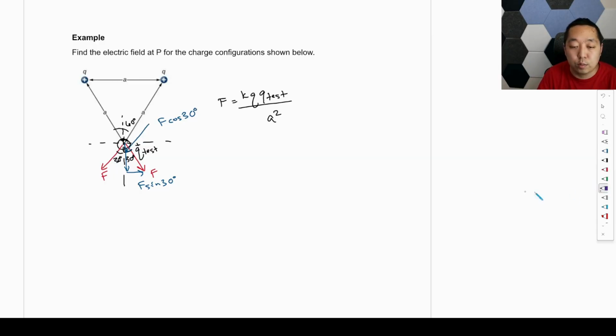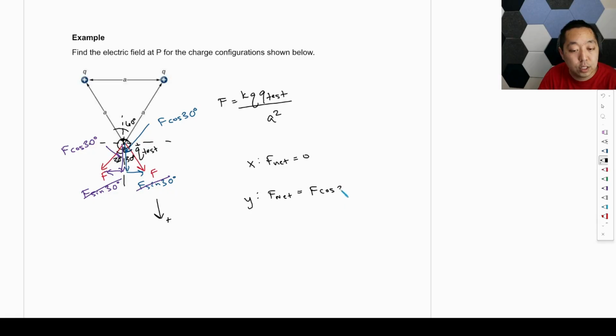And let's decompose the other force on the left here. It's kind of down and to the left, F sine 30 degrees. And this one here is going to be F cosine 30 degrees. Notice that these two are going to cancel each other out because one's pointing right, one's pointing to the left. So in the x direction, the F net is going to be 0. In the y direction, if we make down positive, the F net is just going to be both of these vectors added up. It's going to be F cosine 30 degrees plus F cosine 30 degrees, which is just 2F cosine 30 degrees.